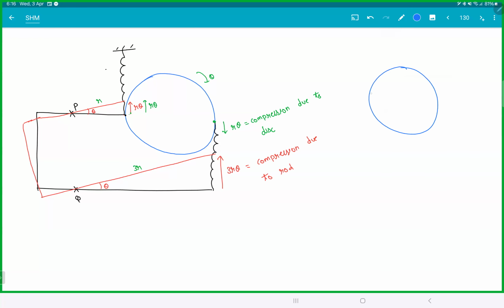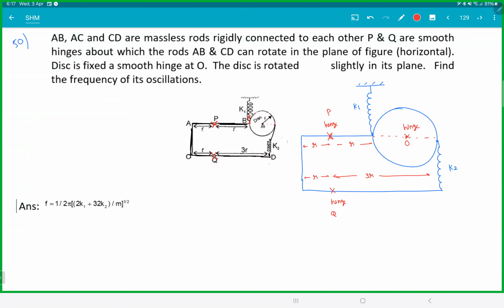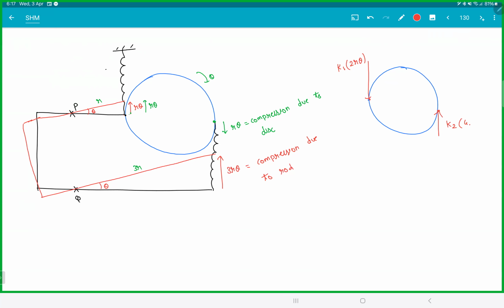That means if you draw the FBD of this, the spring force will be K1 into compression, which is 2r theta. This guy is also compressed, so it will push. Sorry, K2 into 4r theta. On top of it, there is also the tension in the rod. And because of this, the whole setup will rotate with alpha.